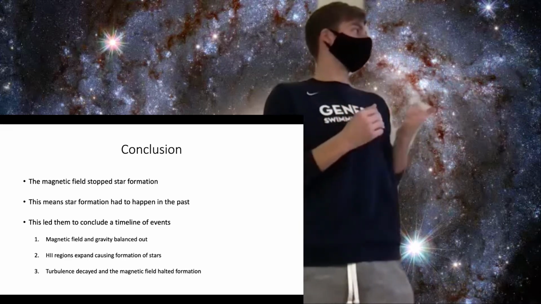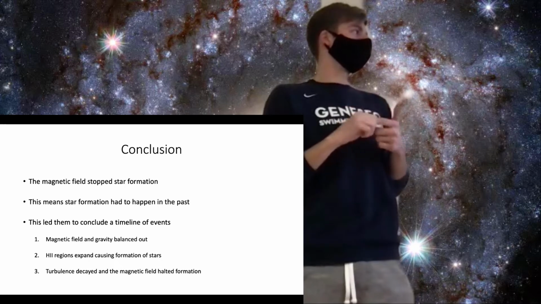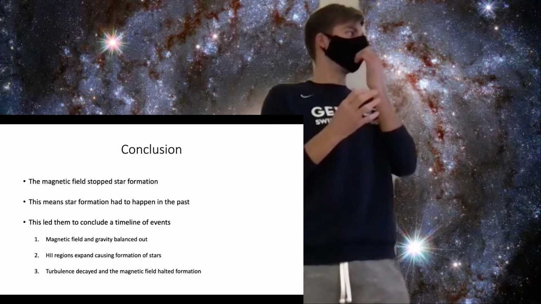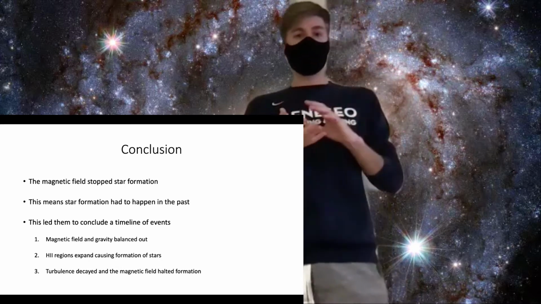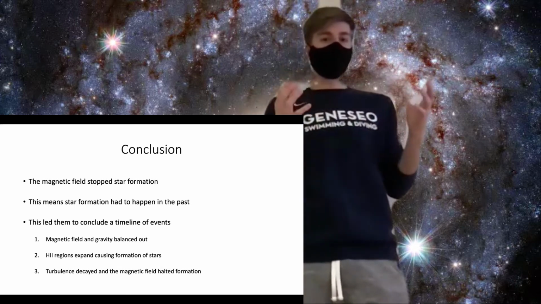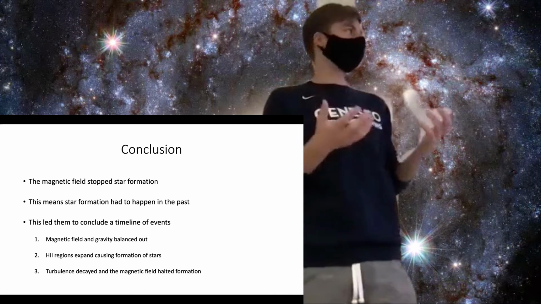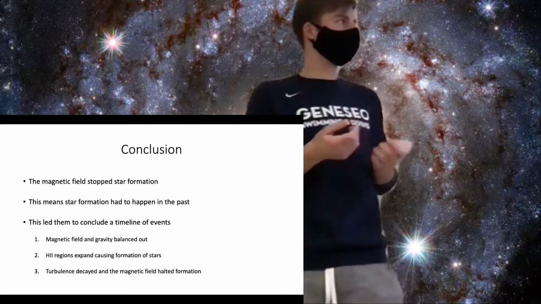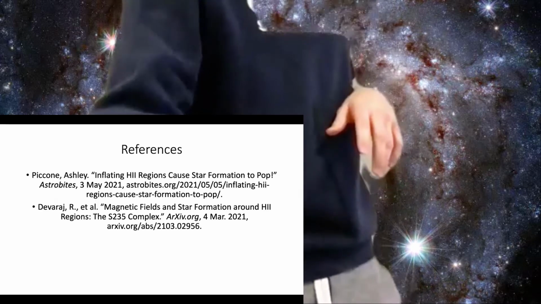First, the magnetic field and the gravity balanced out, which caused stars to form. Then, as stars formed and the H2 region expanded, the turbulence decayed and the magnetic field halted formation. And that's really it. References.